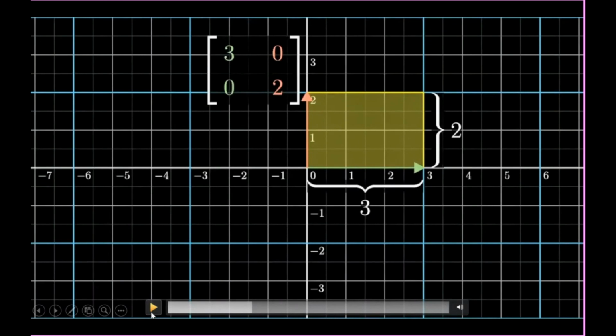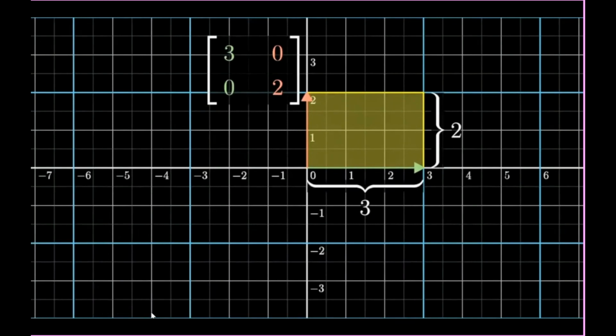After the transformation, the length is 3 and the breadth is 2, multiplied to get 6. Initially it is 1 unit, and after the transformation, the area is increased to 6 units. Now the determinant of this matrix, as you know, is 6. This same number 6 is the ratio by which the area is increased after the transformation. So that is the geometric meaning of the determinant.